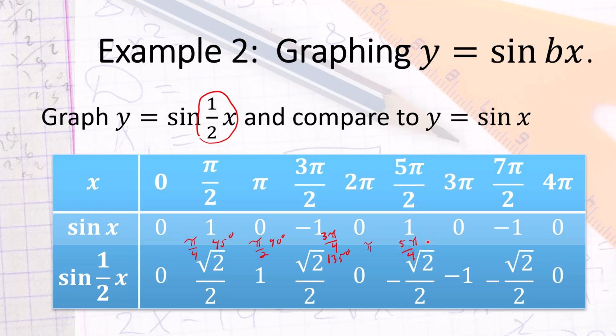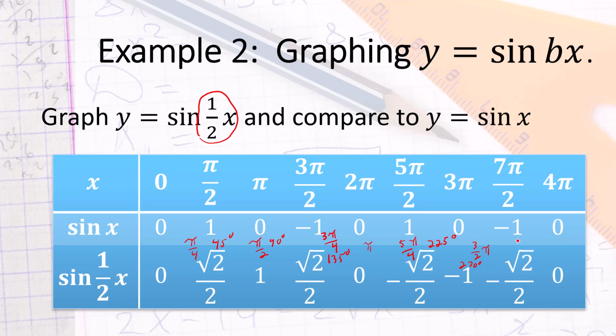And that is the same as 225 degrees. Essentially, that is a reference angle of 45 degrees in quadrant 3, which means it's going to be negative, and we have negative root 2 over 2. Half of 3 pi is 3/2 pi, which is 270 degrees, and the sine of 270 is negative 1.